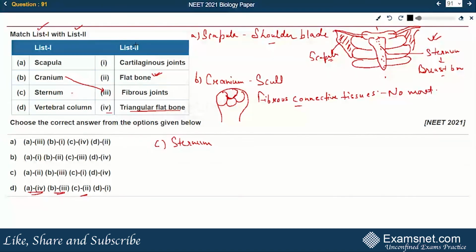And the last is vertebral column. So the match for vertebral column is the only left option, that is cartilaginous joints. Your vertebral column looks something like this and it is composed of 26 serially arranged units known as vertebra, right? So each one of them is known as vertebra, and the joints between the adjacent vertebra in the vertebral column are an example of cartilaginous joints, as these are joints with the help of cartilage. So cartilage is used in joining them. So the correct match for D will be 1 and the option that is correct is option D here.